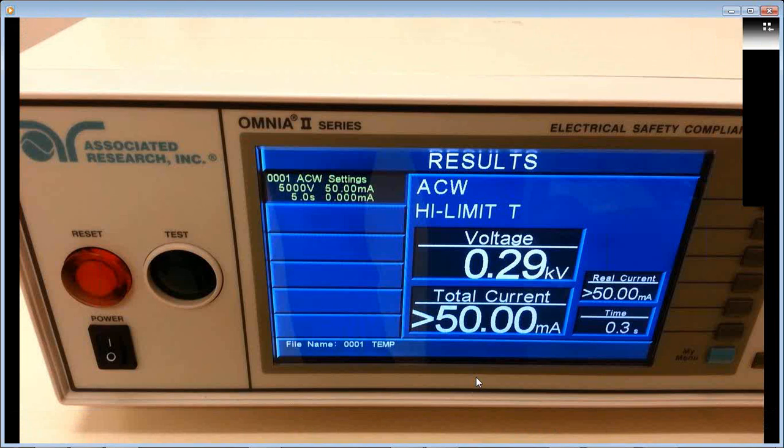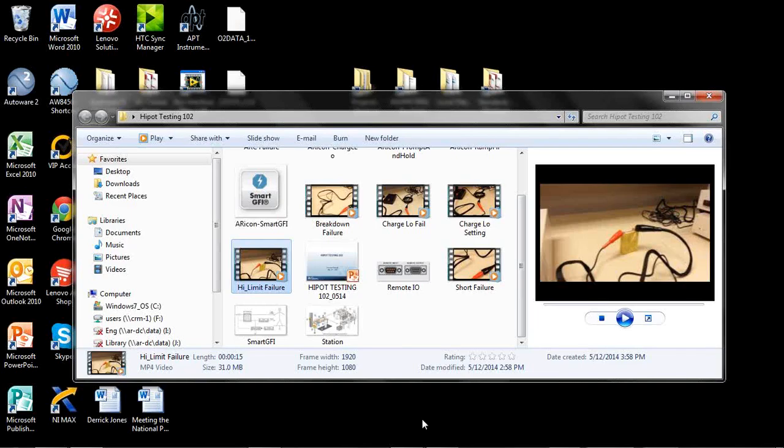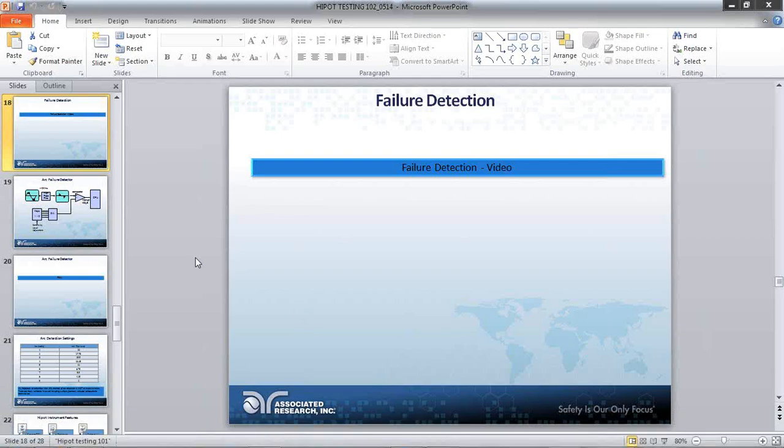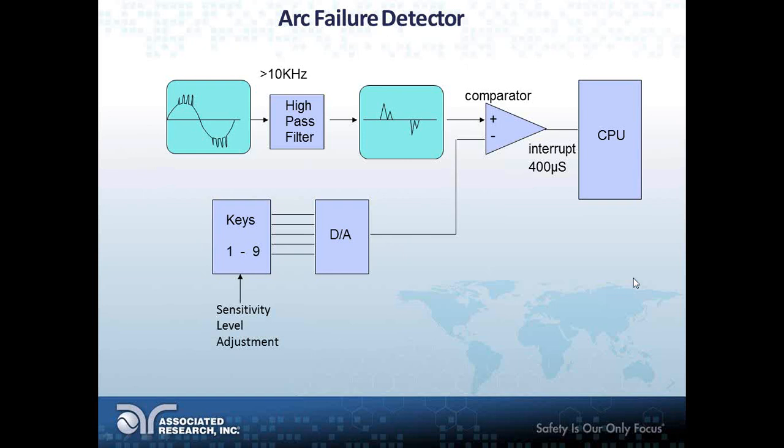However, my leakage current edged up past what I can read. I have a high limit failure. So it's important to distinguish the difference there, because just because you get a high limit failure doesn't mean you got an insulation fault, okay? Just a couple of important points there, because most Hipot testers these days do have these different detectors to see things.